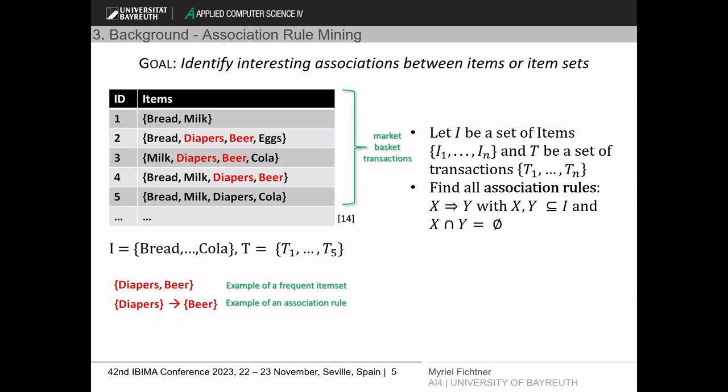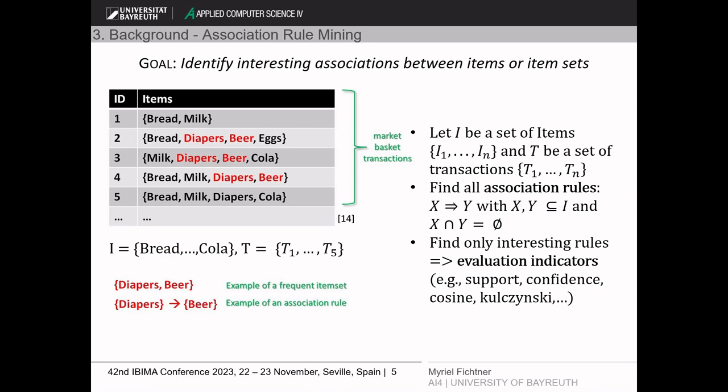The challenge of association rule mining is to find only interesting rules. Therefore, several evaluation indicators have emerged which can be used to assess the quality or strength of a rule, such as support, confidence, Kulczynski, and so on. In the following, we will show how we use association rule mining on structured image data to extract relevant process details.